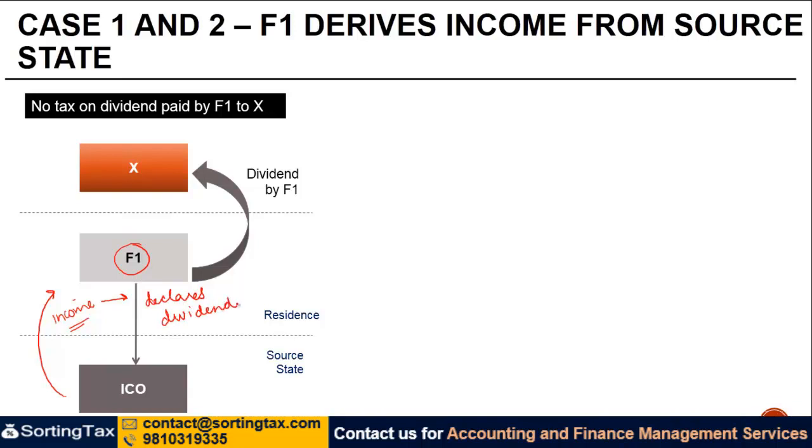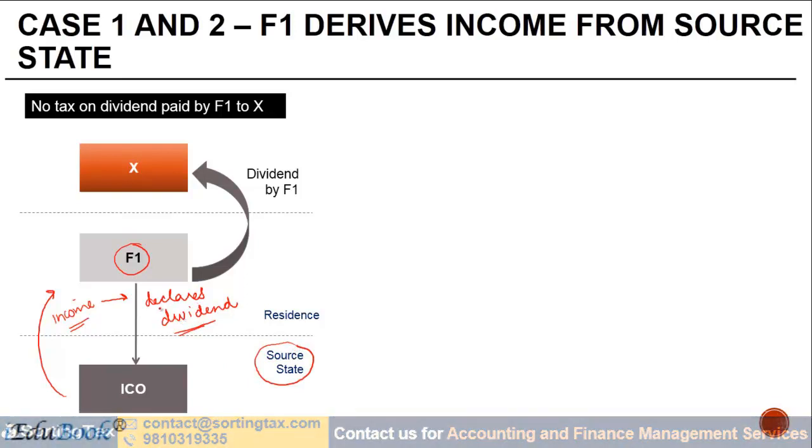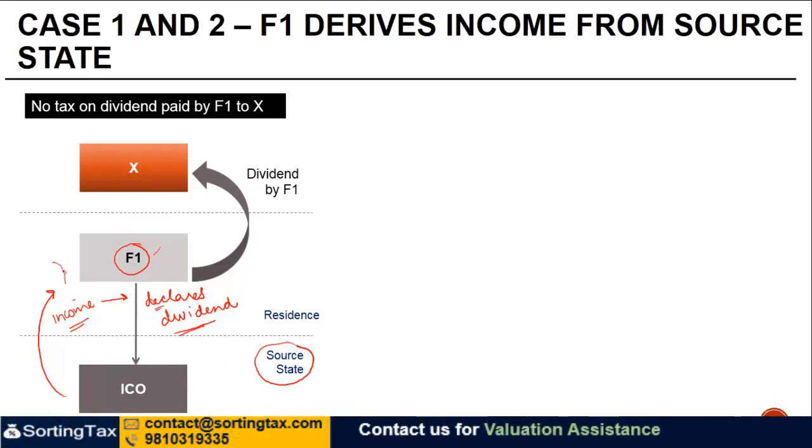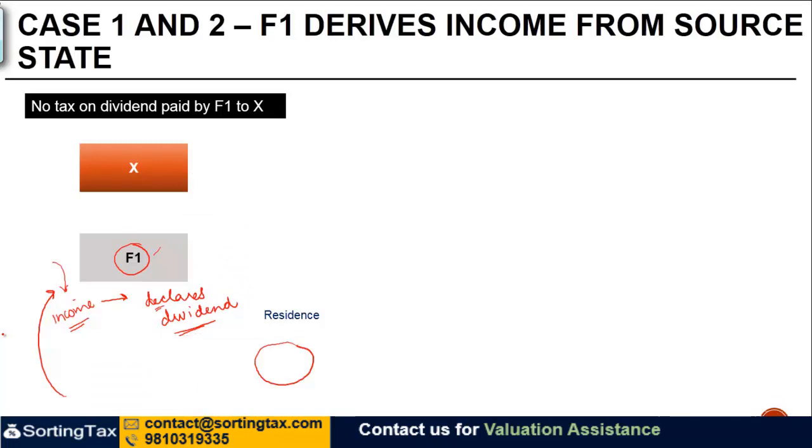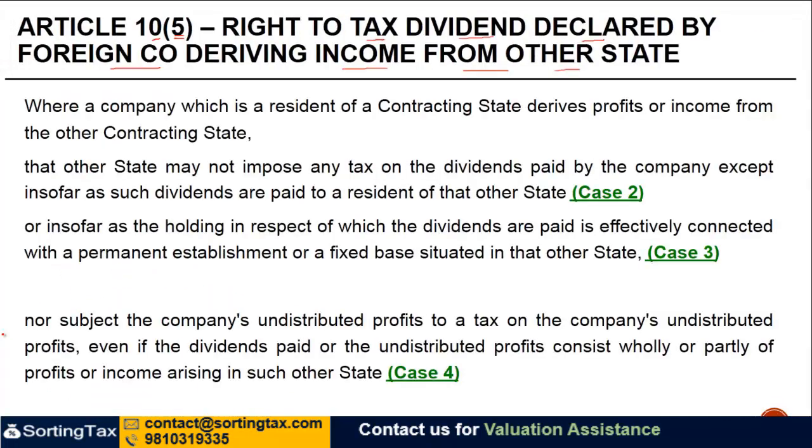The issue which comes up is, would the source state have a right to impose tax on dividend declared by the foreign company out of income which has been derived from the source state? Right? Now let's read what is there in Article 10, paragraph 5.